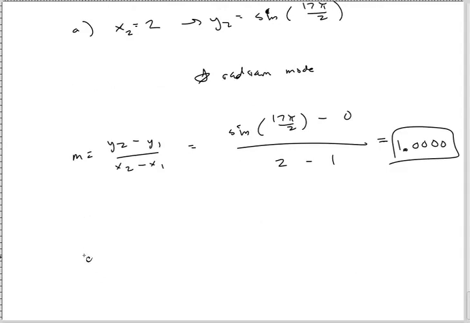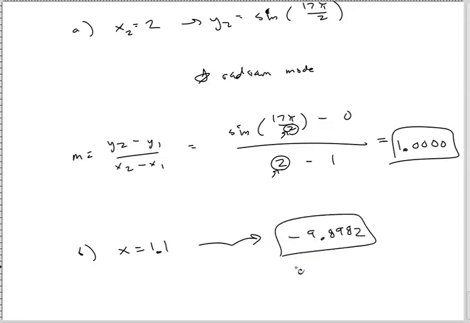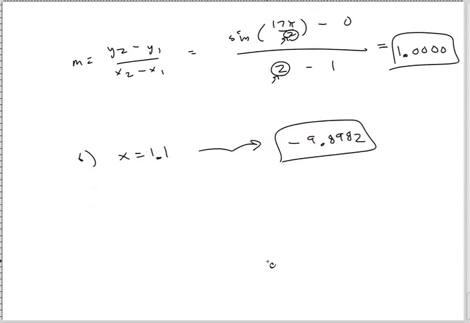And then it says for part B, repeat for x is equal to 1.1. And again, all you're doing is changing these two numbers right here. You change that to a 1.1, a 1.1, and so on. I got negative 9.8982. And et cetera, et cetera.